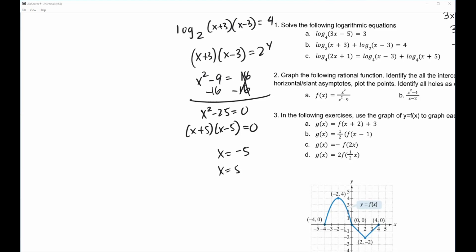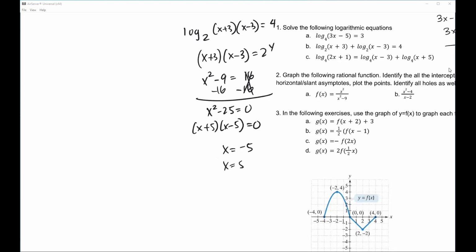Try it too. Plug it in, like 5. Yeah, if you plug in 5 for the x, right here, 5 plus 3 is 8, right? And then 5 minus 3 would be 2. So that'd be log base 2 of 8, which is 3, and log base 2 of 2 is 1. So 3 plus 1 would be 4. Yeah, we're good. All right.